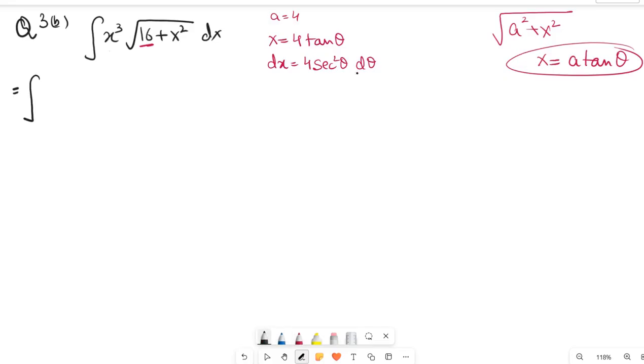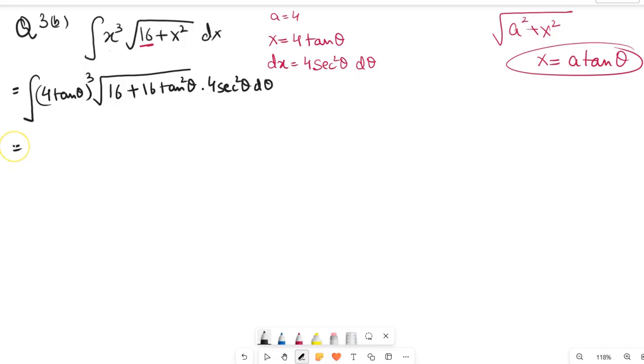X is 4 tangent theta, so 4 tangent theta cube, 16 plus x square. 4 square is 16 tangent square theta. Dx is 4 secant square theta d theta. Don't forget to write dx. 4 cube is 64, keeping it out, tangent cube theta.